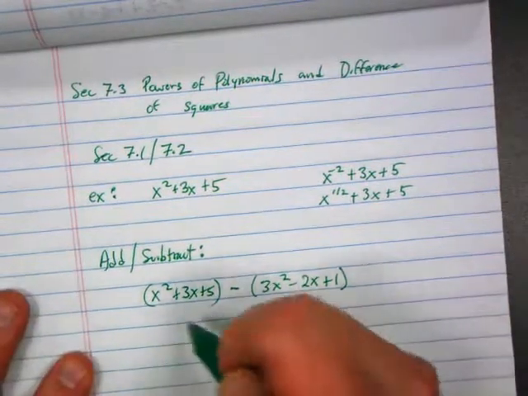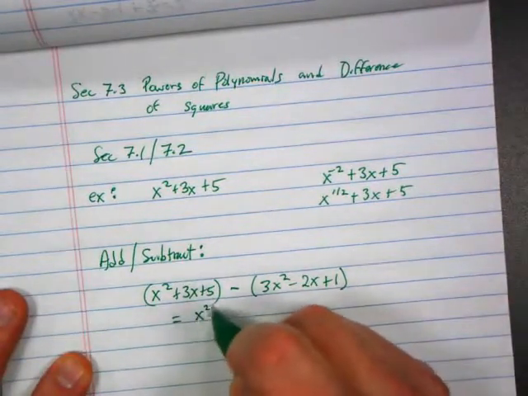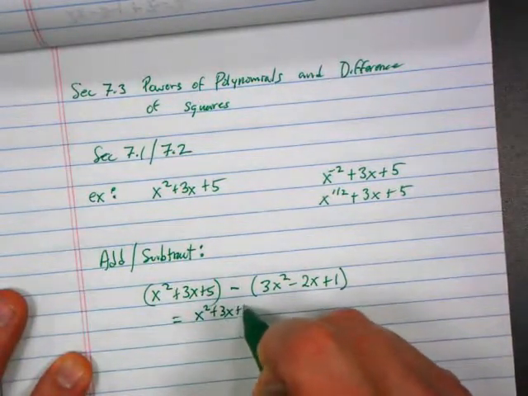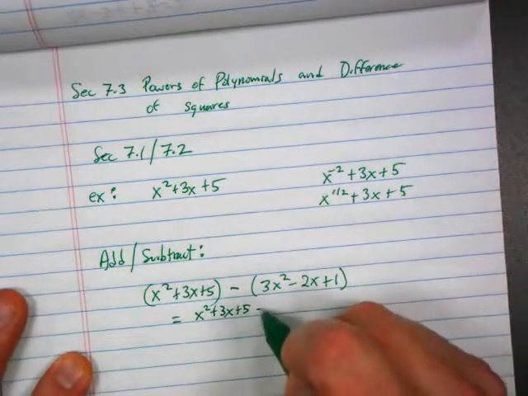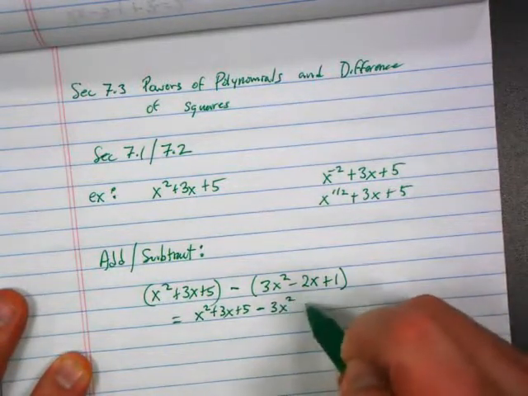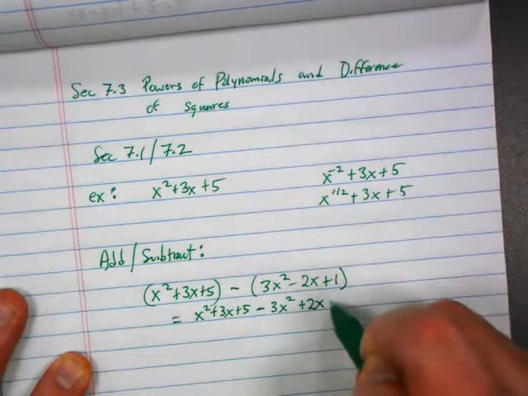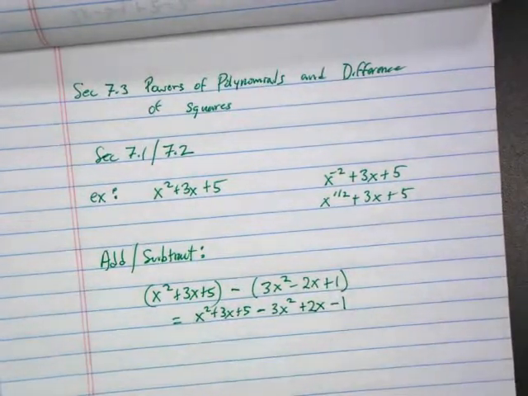So we take the time to write it down. We write down x squared plus 3x plus 5, and then we run this minus sign through. That makes minus 3x squared plus 2x minus 1. So if we're subtracting, we take the time to write it down again so we don't make a mistake on our minus signs, and then we combine our like terms. And what do we mean by like terms? The x squared and the 3x squared, those are like terms.